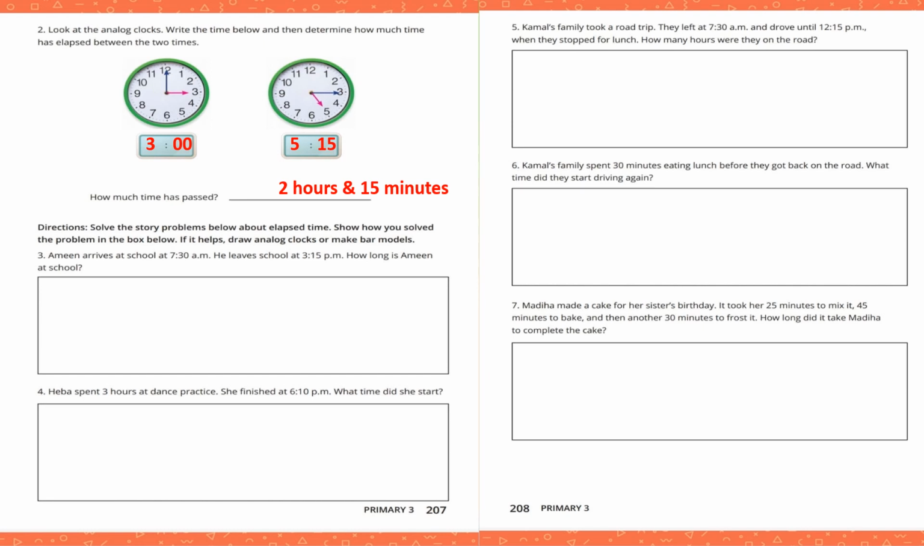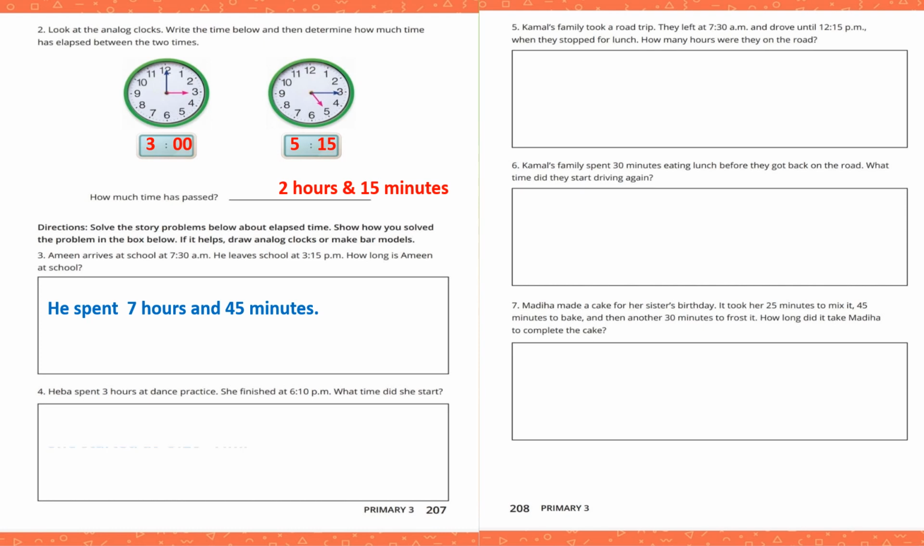Number 3. Amin arrives at school at 7:30 a.m. He leaves school at 3:15 p.m. How long is Amin at school? He spends 7 hours and 45 minutes.